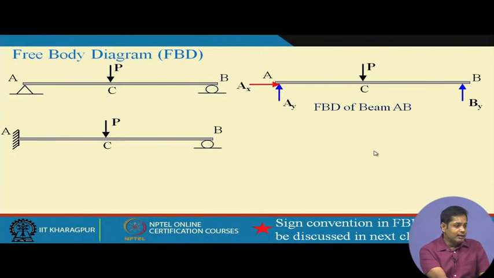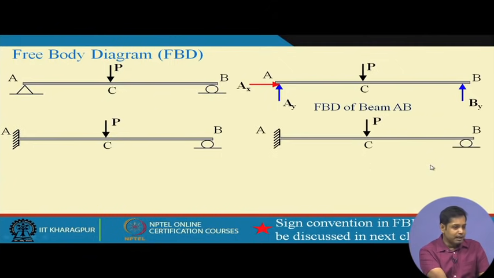Now, let us take one more example, where this hinge support is now replaced by fixed support. Let us draw the free body diagram of this. The same thing, the roller support is replaced by a vertical force, and this fixed support is replaced by one horizontal force, one vertical force and one moment, and this becomes the free body diagram of this beam. Again, the same naming system, and MA means moment at point A.